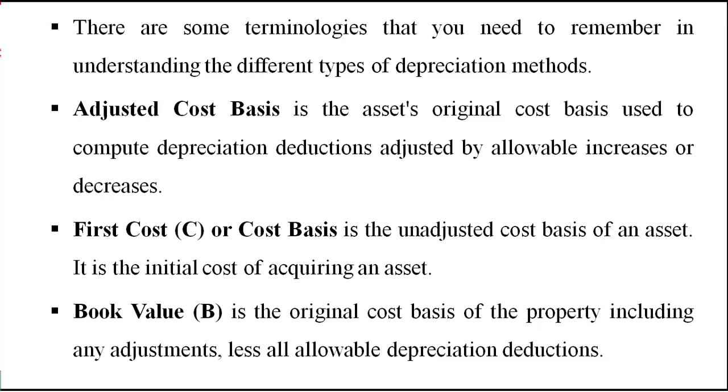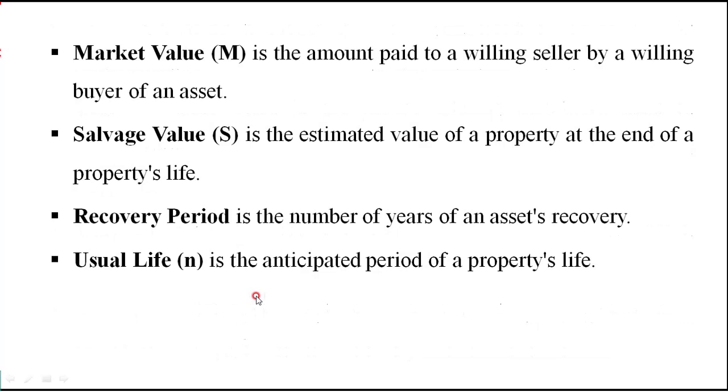Book value is the original cost basis of the property, including the adjustment, less all adjustments, less all allowable depreciation and deduction. Market value is the amount paid to a willing seller by a willing buyer of an asset. Salvage value is the estimated value of a property at the end of the property's life. Recovery period is the number of years of an asset recovery. Useful life, N, is the appreciated period of a property's life.